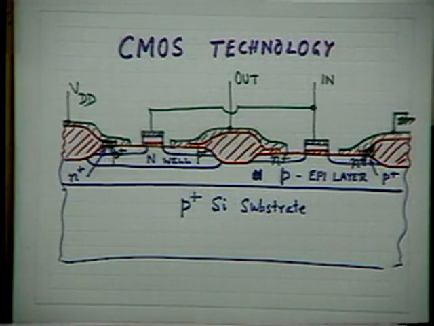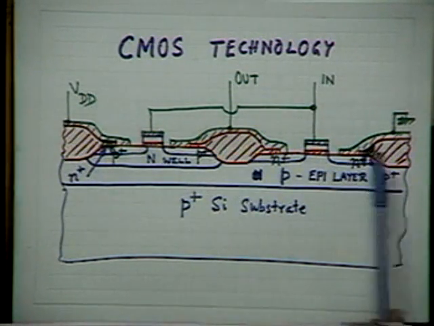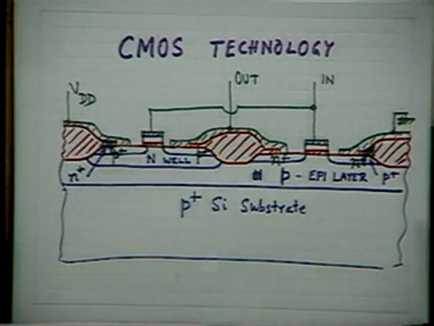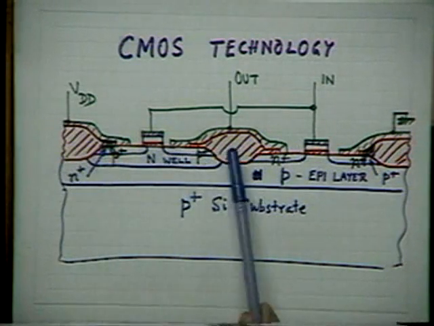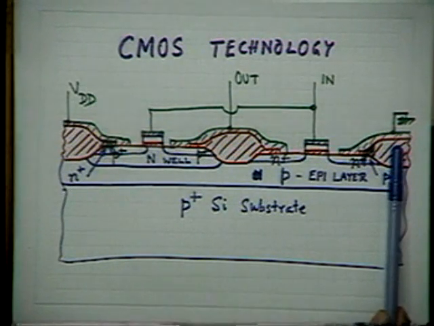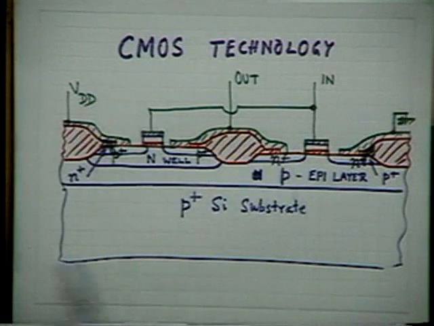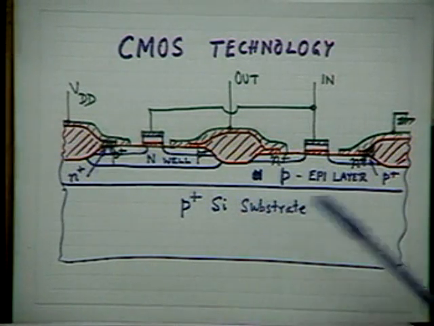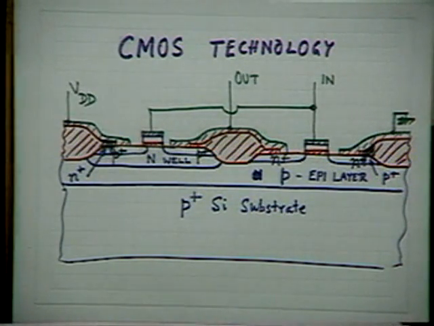Then, as I told you earlier, we use oxide isolation to isolate the different devices. These are very thick oxides surrounding the different diffused or implanted regions. You remember the purpose of oxide isolation is to reduce or almost eliminate the sidewall capacitances, so that it can be used for very high speed, high frequency operation.